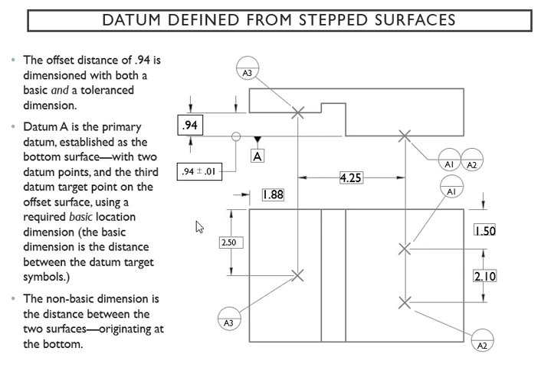So your basic location dimension is the distance between your datum target symbols. You have these things, and then of course your non-basic dimension is the distance between the two surfaces. So that's your non-basic dimension. These are basic.